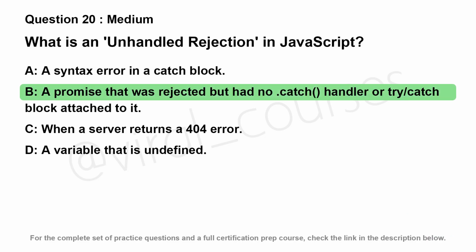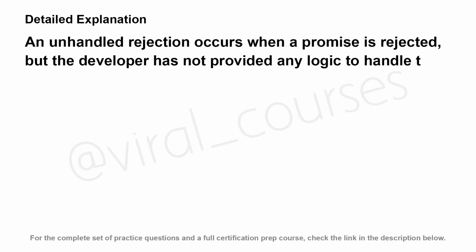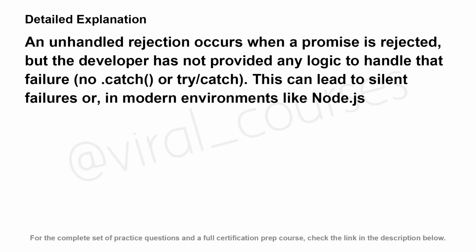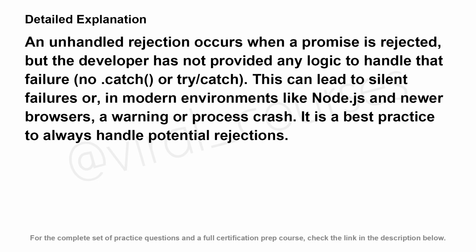The correct answer is B. An unhandled rejection occurs when a promise is rejected, but the developer has not provided any logic to handle that failure. No catch or try-catch. This can lead to silent failures or, in modern environments like Node.js and newer browsers, a warning or process crash. It is a best practice to always handle potential rejections.